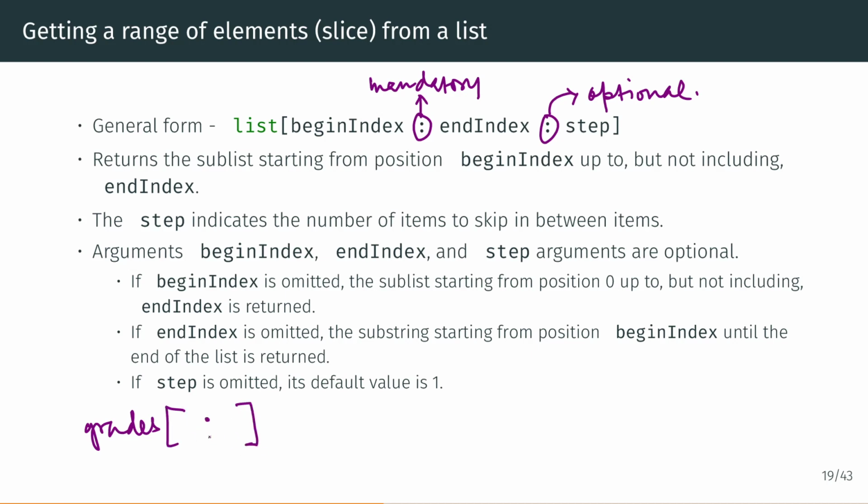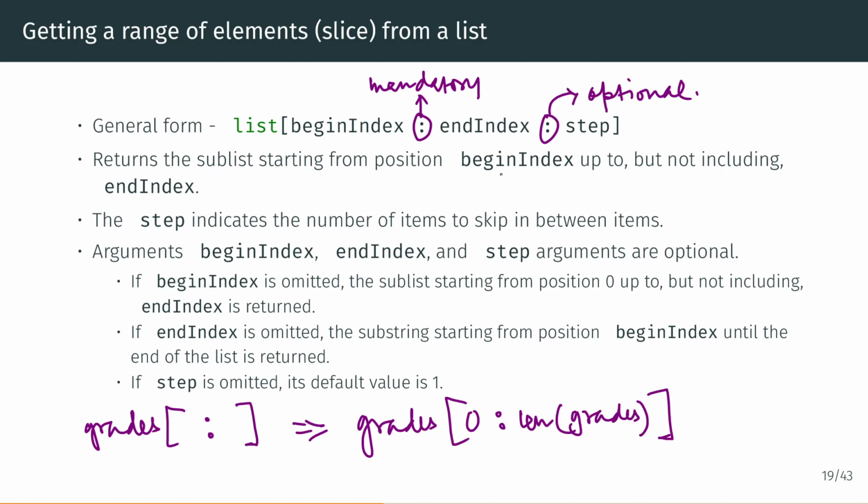you should have at least one colon. This would essentially mean the sublist starting from the first, 0th element to whatever the end of the list is, so len of grades. So the first colon is mandatory. The second colon though is optional. So in this example you have only one colon, which is the first one. Now in this case, we have omitted all three.